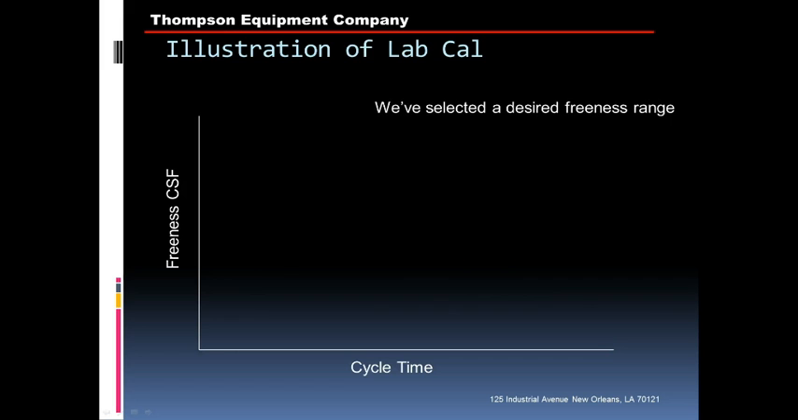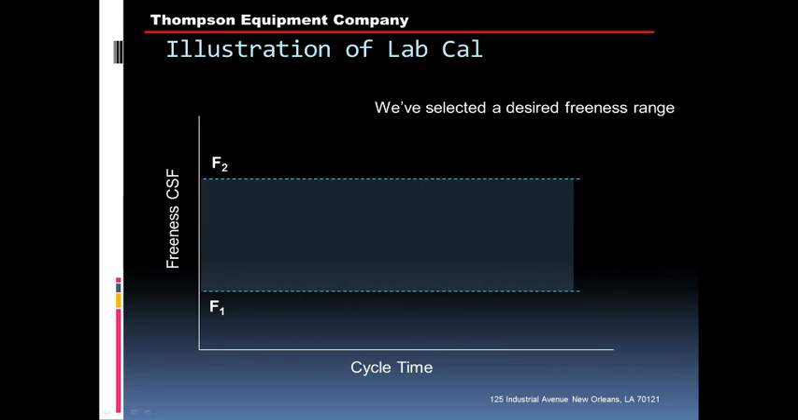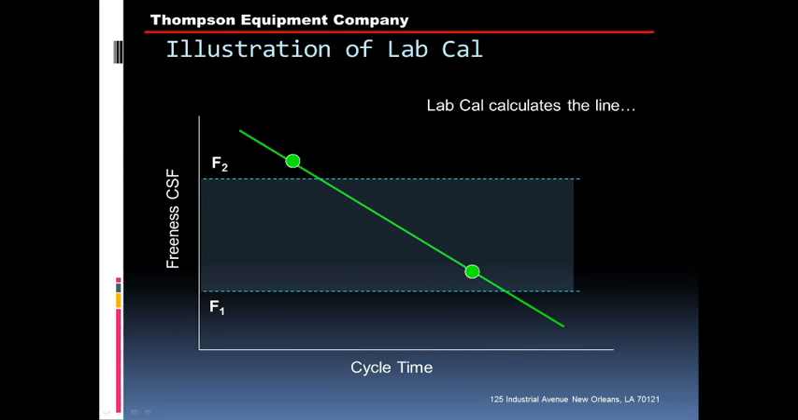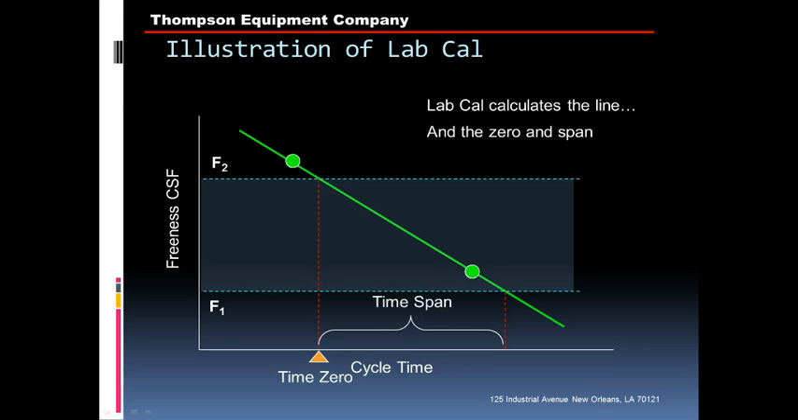So we've predefined our freeness range, F1 and F2, and then we go out there and push the LabCal button, and it'll capture 2 data points. You'll capture hand samples at this time, and you'll provide the system with the lab evaluations associated with those 2 data points. The system then will calculate a best fit line that runs between those 2 points, and then extrapolates the time values associated with that line. And so far, so good.